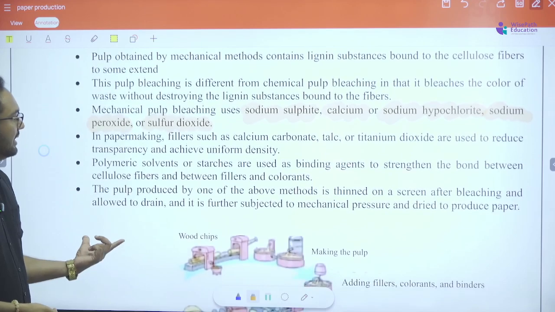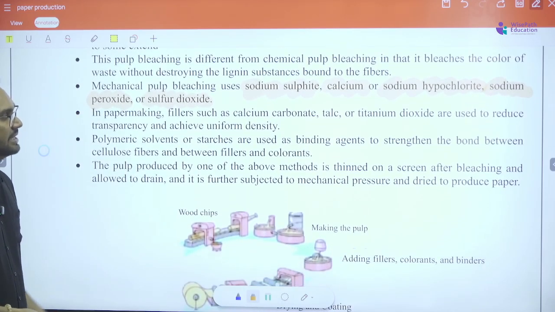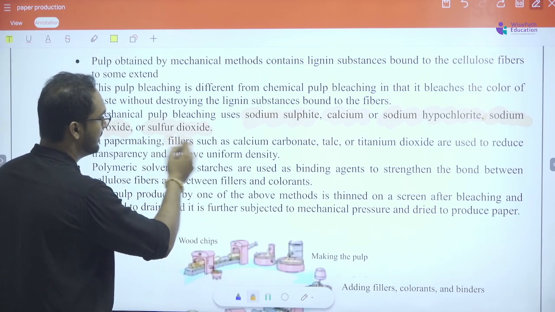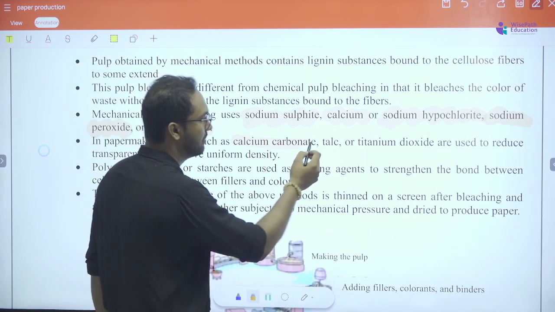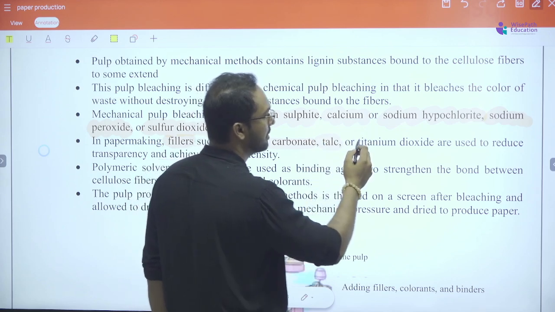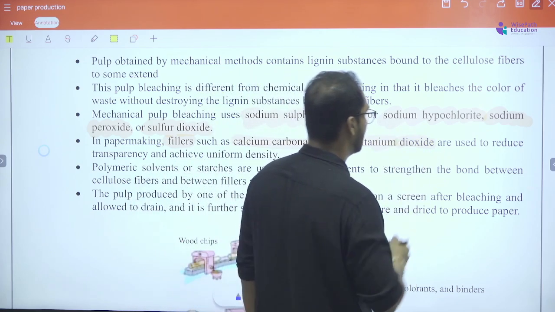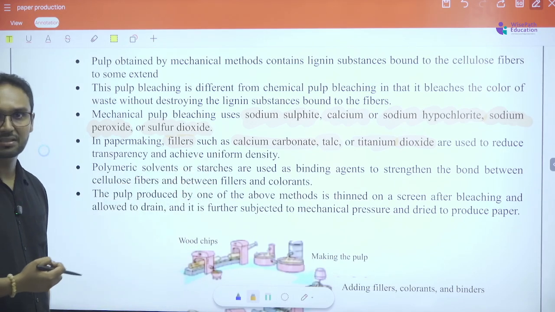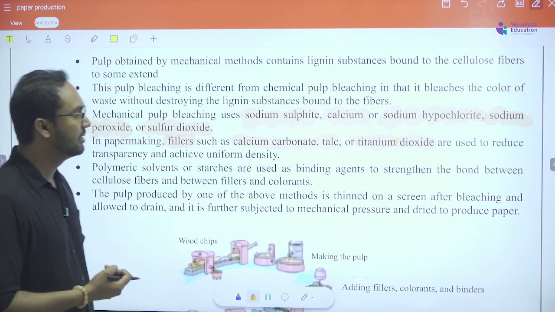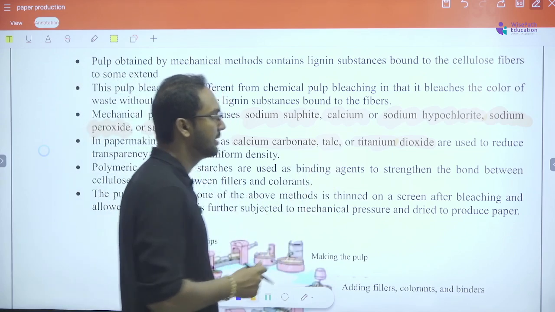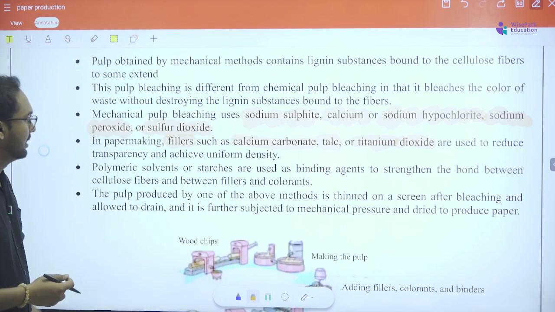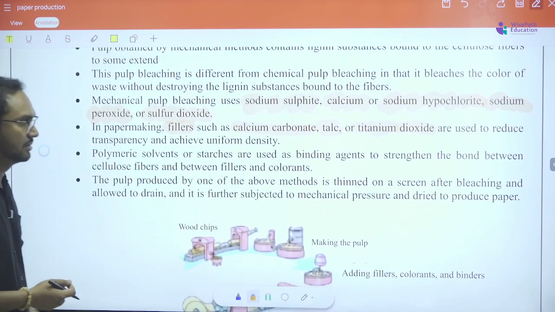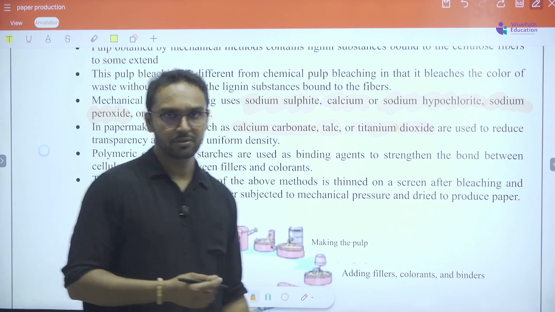In paper making, fillers such as calcium carbonate are very important. Fillers are calcium carbonate, talc, and titanium dioxide. These fillers are asked in the MCQs, right? Calcium carbonate, talc, and titanium dioxide. They are used to reduce the transparency and achieve uniform density, right? That is why the fillers are used.